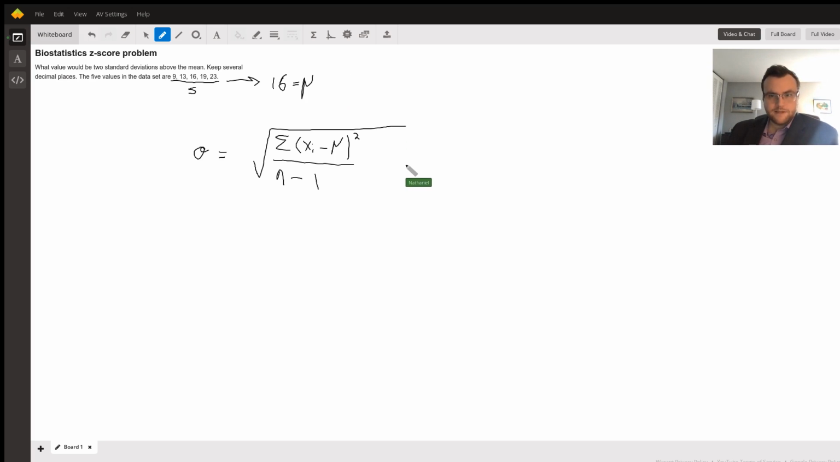So we have our standard deviation, which the calculator will say under Sx will be 5.385. And they want it to several decimal places, 3 should work for this. So 2 standard deviations above the mean, you just take the mean and add this twice to it. So 16 plus 2 times 5.385 will give us the value that is 2 standard deviations above.